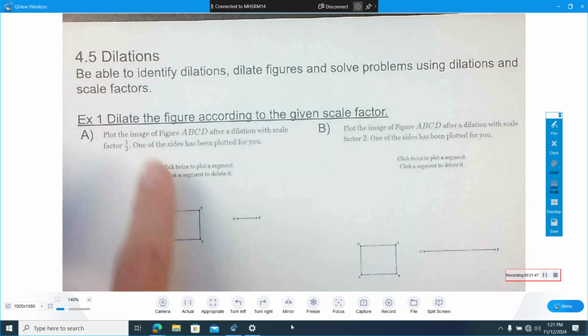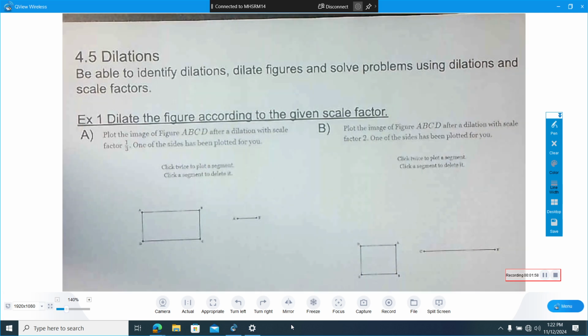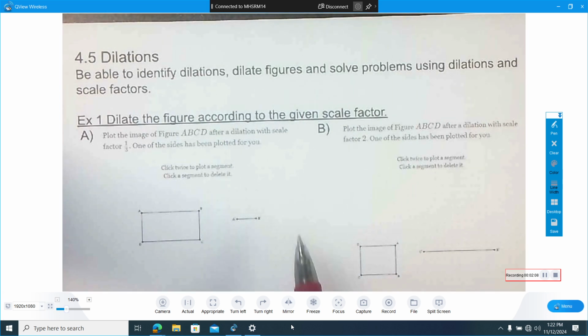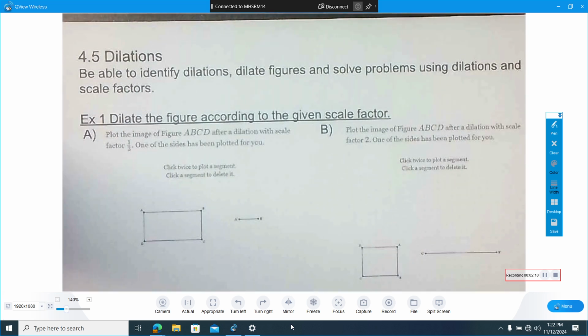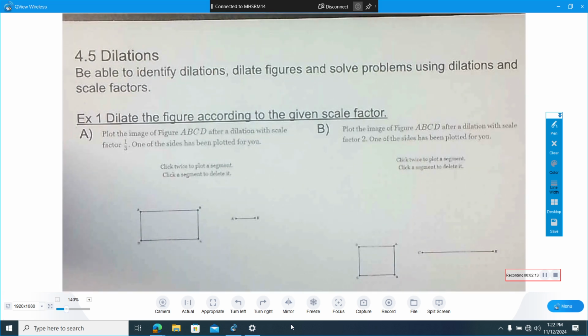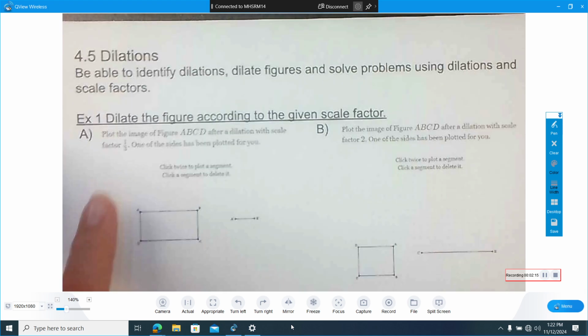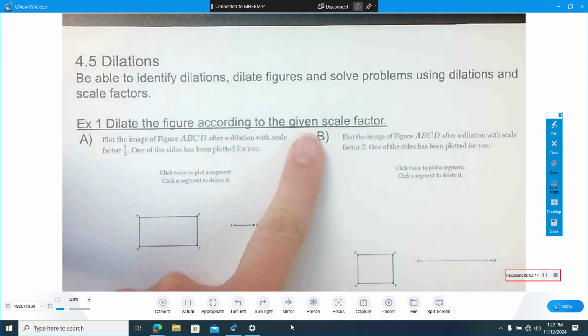Well, today we're talking about dilations. Where have you heard the word dilation before? Eyes. Your pupils dilate. I mean, they get really, really big. They also dilate to contract and get really, really small. Okay. So that's what dilation means. We're going to take a figure and we're either going to make it really big or we're going to make it really small. And those are called scale factors. What are we scaling it up or scaling it down to? Okay. So we want to dilate the figure according to the given scale factor.